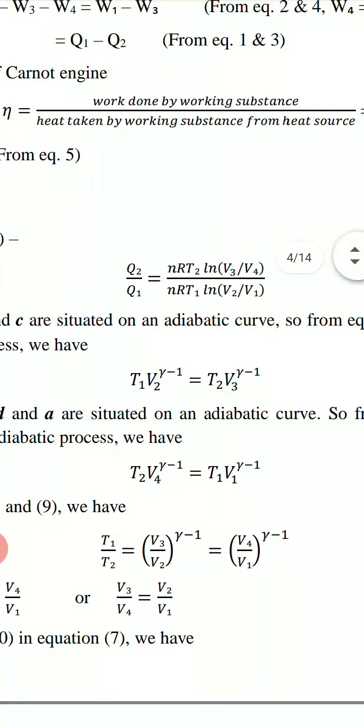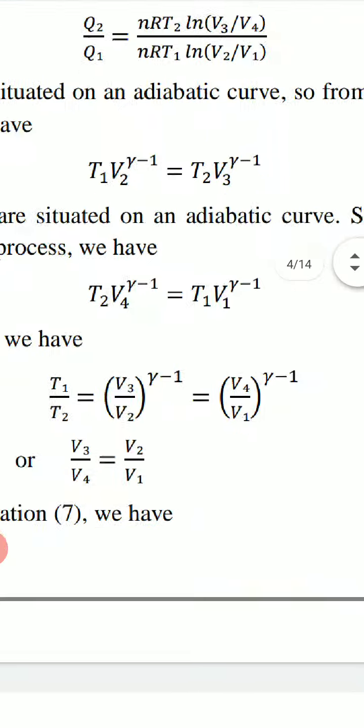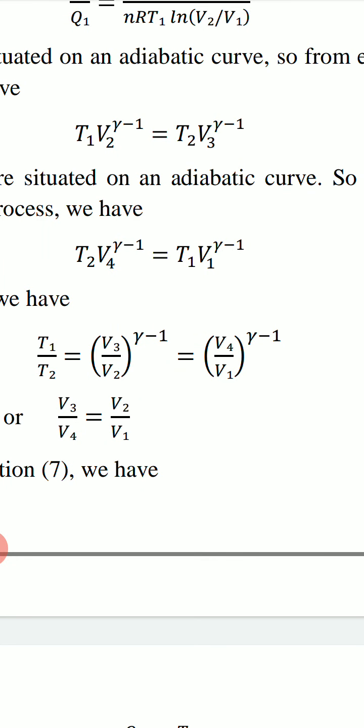T1 V2 to the power gamma minus 1 equal to T2 V3 to the power gamma minus 1, and T2 V4 to the power gamma minus 1 equal to T1 V1 to the power gamma minus 1. From these equations, we put the values of T1 upon T2, and these two values come out to be equal to V3 upon V2 to the power gamma minus 1 and V4 upon V1 to the power gamma minus 1. So we have V3 upon V2 equal to V4 upon V1, or V3 upon V4 equal to V2 upon V1.